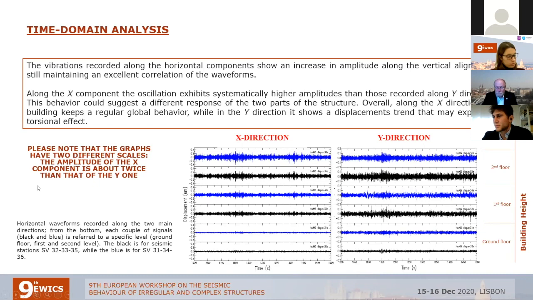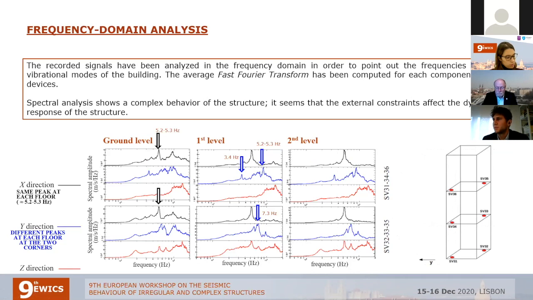Going to the frequency domain, the recorded signals have been analyzed in order to point out the frequencies of the vibration modes of the building. We can see how the spectral analysis points out a complex behavior of the structure. It seems that the external constraints probably affect the dynamic response. Here you can see the peaks of the spectral analysis for the different directions. Here we can find a central peak around 5.2, 5.3 in the x direction, while in the y direction there is some irregularity about the peaks along the two axes.